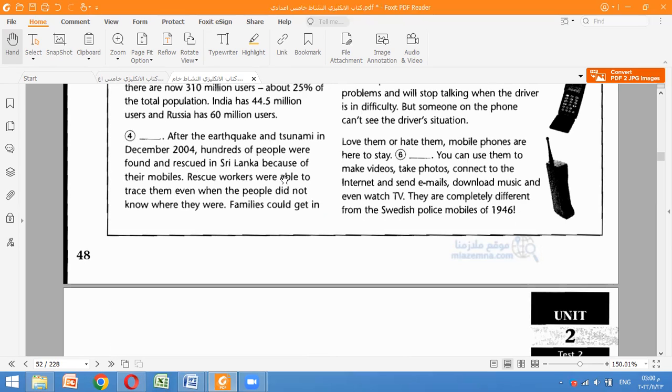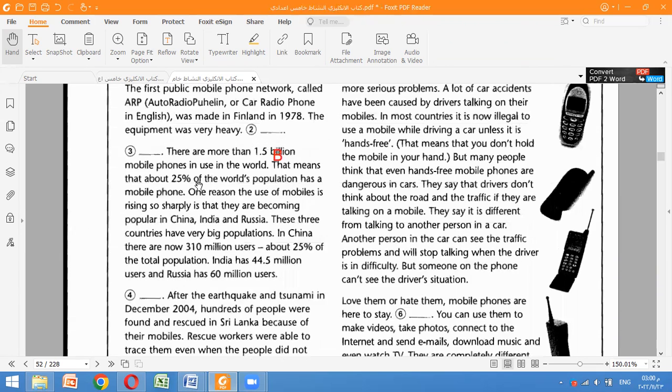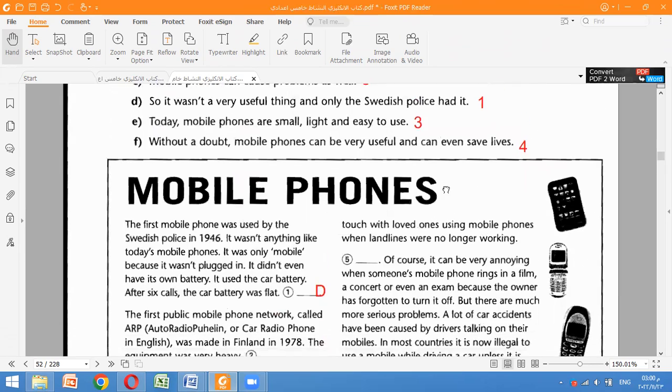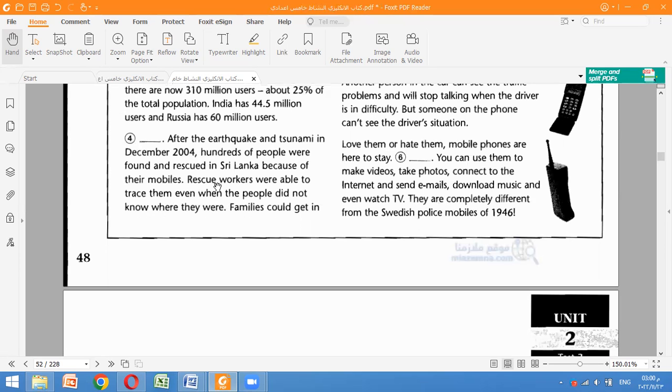اللي كانوا able to, were able to trace people who had a mobile. Okay, they were able to trace people who had mobiles, and because of that, also, we said that people can be in touch with other people اللي هم their loved ones. So now mobile phones were useful for these 2 reasons, because it was used by rescue workers after the tsunami. هم حدد بالسؤال مالته, by rescue workers, they were able to trace people, okay, even people that they do not know where they were بالحقيقة.